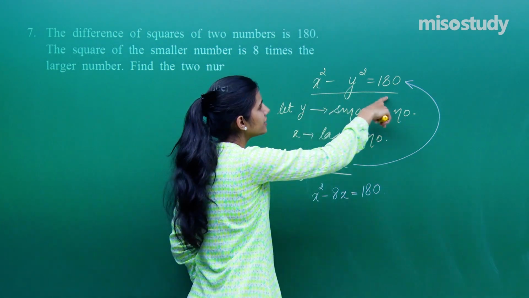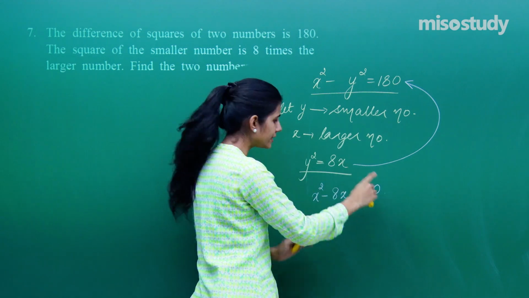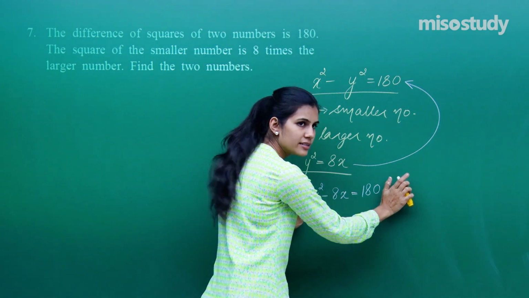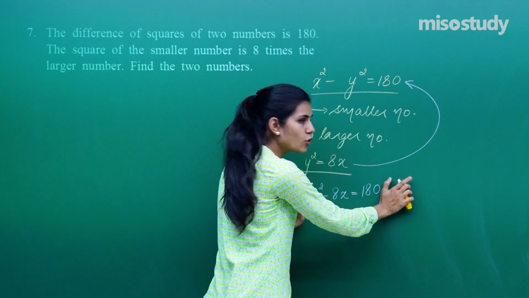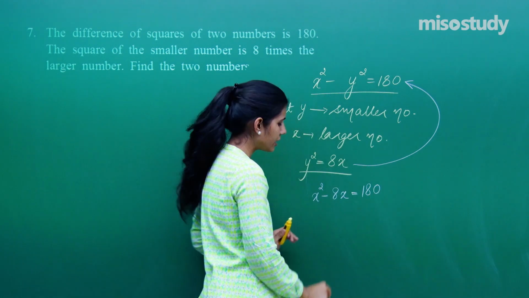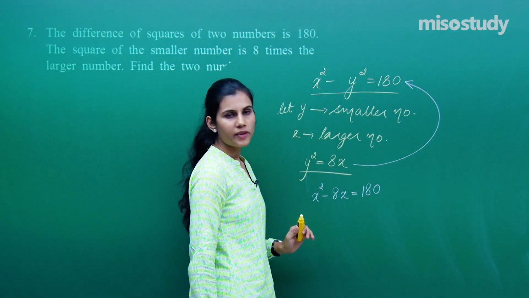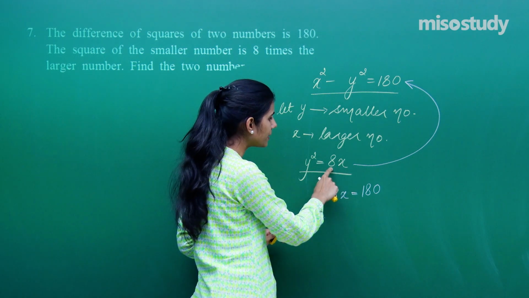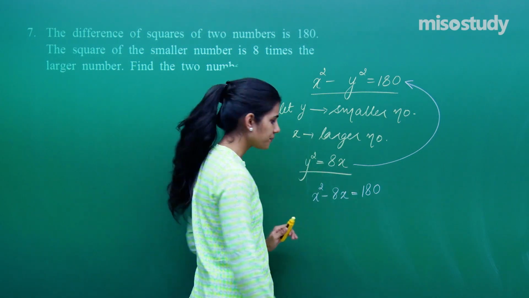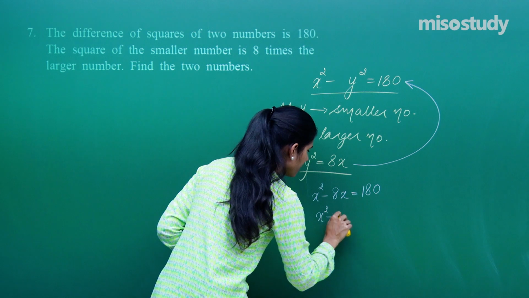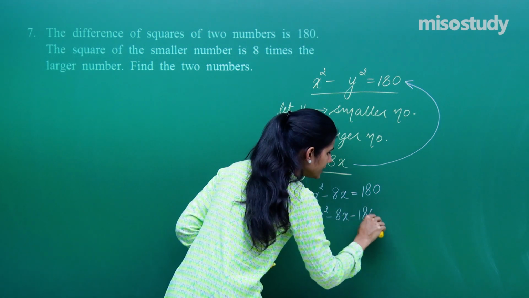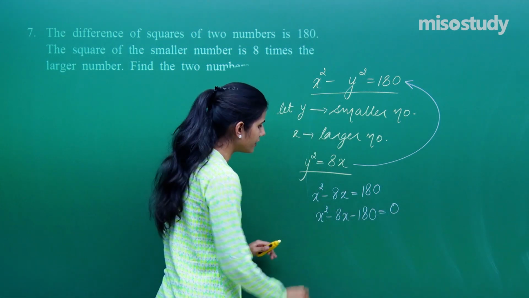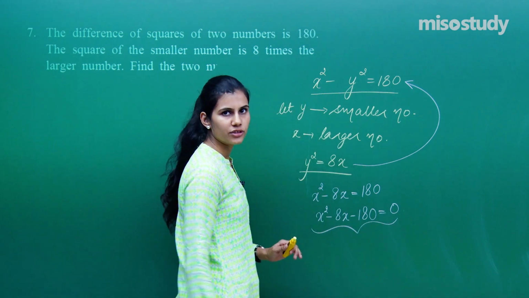X and y are such that this is holding and this is also holding. So if this is holding for sure, I need to solve from this equation for the value of x. The moment I have x, I will multiply it with 8 and get the value of y. So you have x square minus 8x minus 180 equals 0.